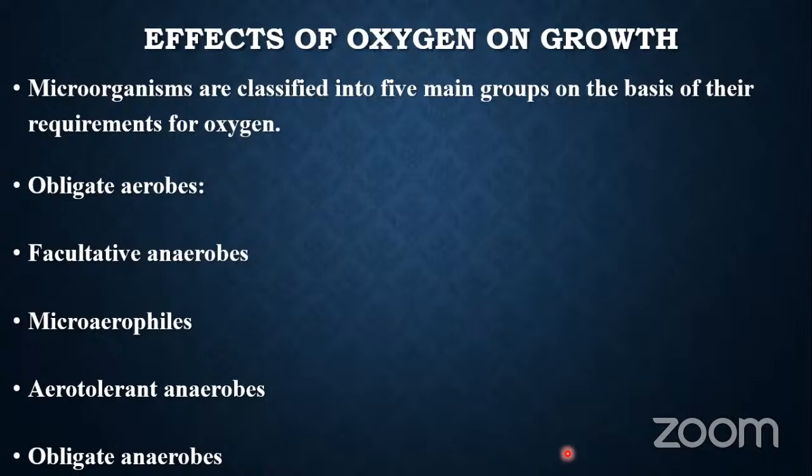Obligate anaerobes and obligate aerobes are two extreme organisms that may not be manipulated. It's either you give them the oxygen or they don't want the oxygen. So these organisms and their lifestyle are based on the type of requirements.